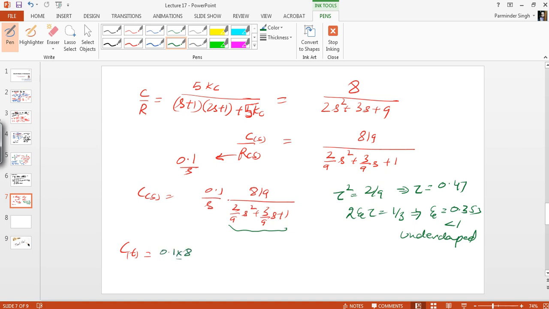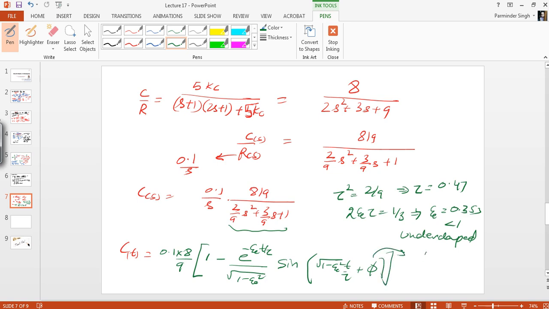So C(t) comes out to be 0.1 into 8 by 9 of 1 minus e to the power minus zeta t by tau over under root of 1 minus zeta squared, sine of (under root of 1 minus zeta squared times t by tau plus phi), where phi is tan inverse of under root of 1 minus zeta squared by zeta. Clear? So this is the response for the underdamped system. Substituting the values of zeta and tau, we have the expression for C(t).